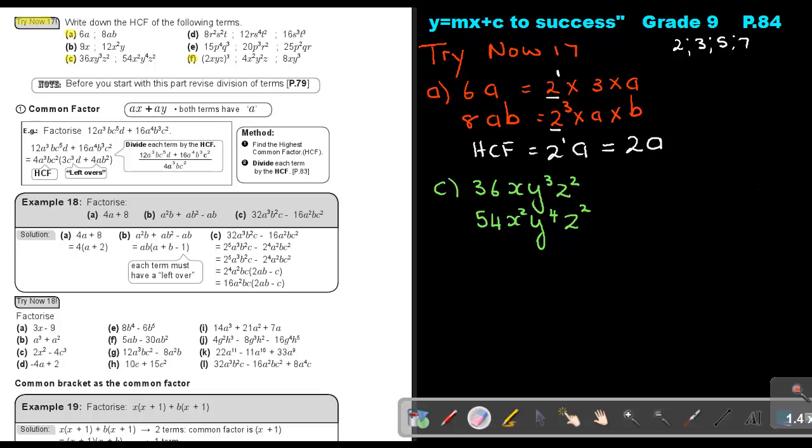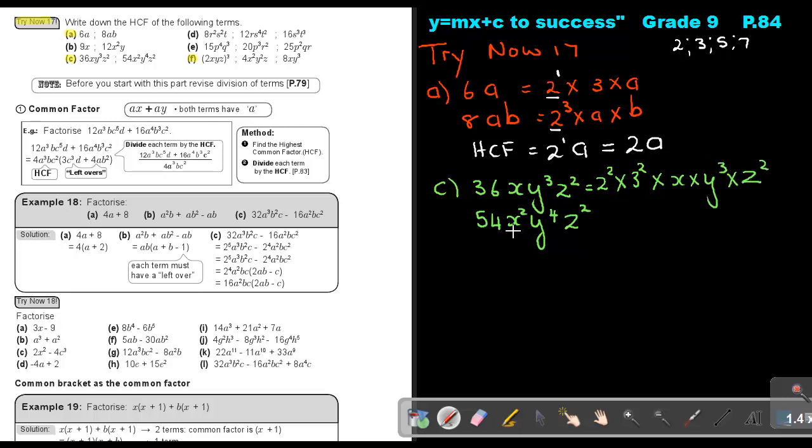Okay. So we do the same with 36. Start with 2, and it's 18. Continue with 2, and it's 9. Go to 3, and it's 3. Go to 3, and it's 1, until you have 1. So this will be, let's just write it down, 2 to the power 2 times 3 to the power 2. And I'm just going to clean this so that we have space. This is going to be times x times y3 times z2.